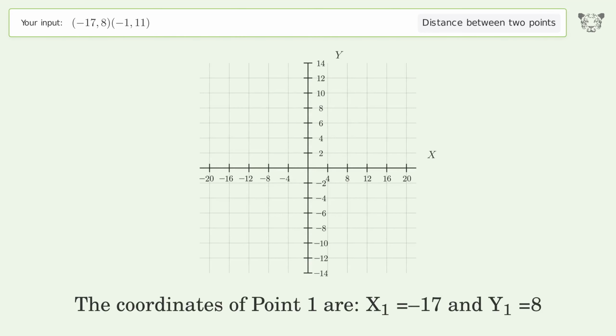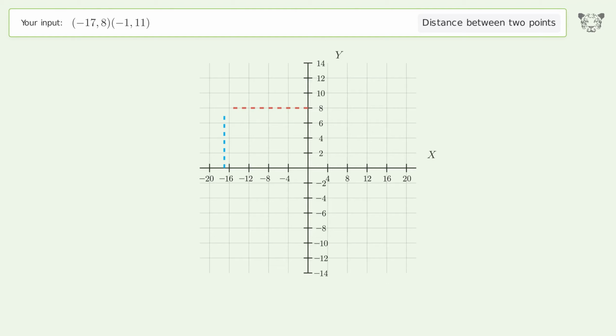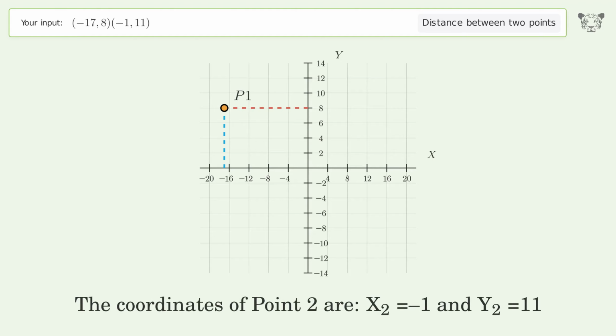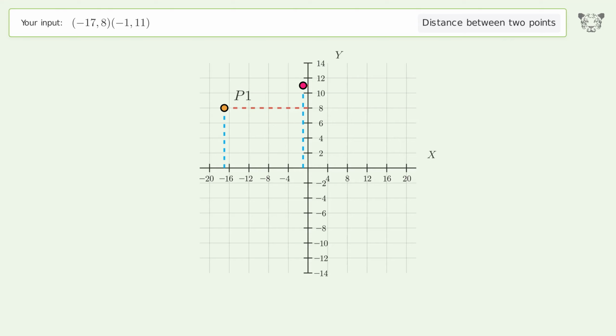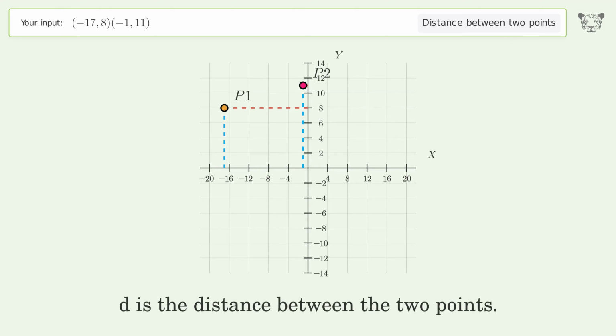The coordinates of point 1 are x1 equals -17 and y1 equals 8. The coordinates of point 2 are x2 equals -1 and y2 equals 11. D is the distance between the 2 points.